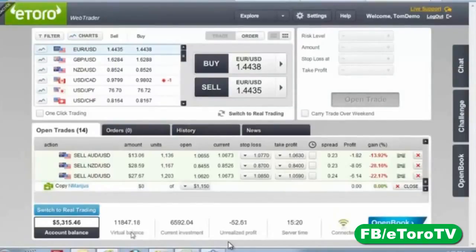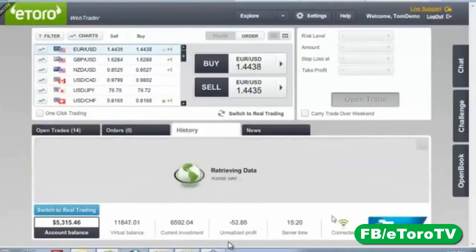Okay, I opened this account. It shows the virtual balance is $11,847. I opened this account 7 weeks ago when we launched the copy trader. It was about 7 weeks ago. And I opened a demo account very much like everybody else with $10,000. I made 18.5% in 7 weeks, and I did not open a single position myself.